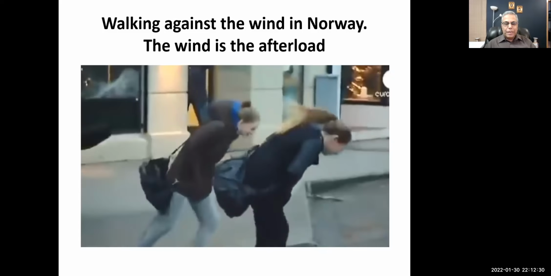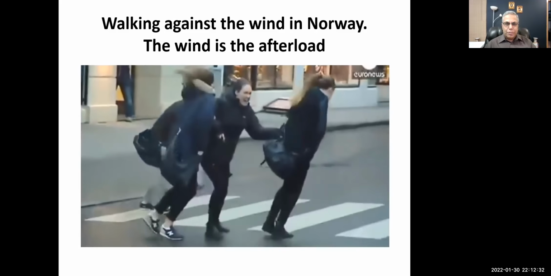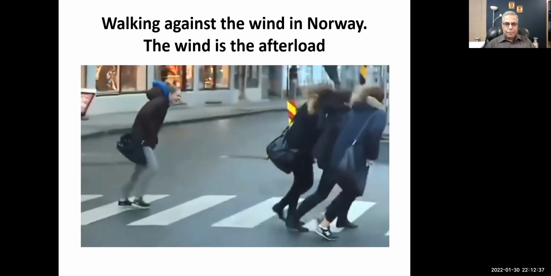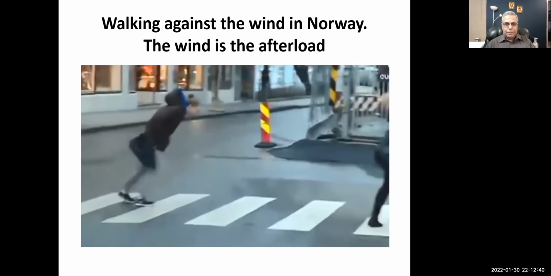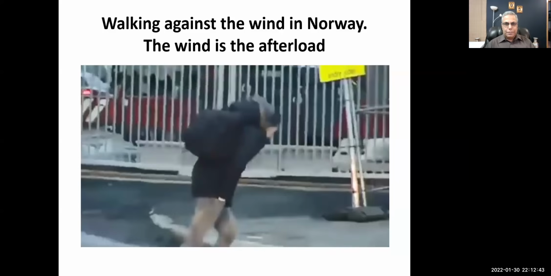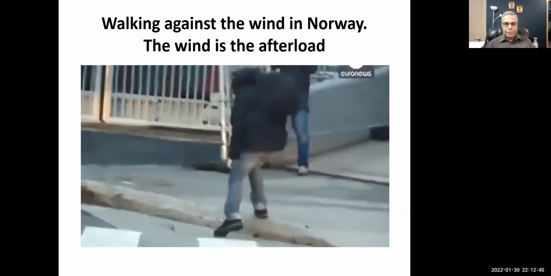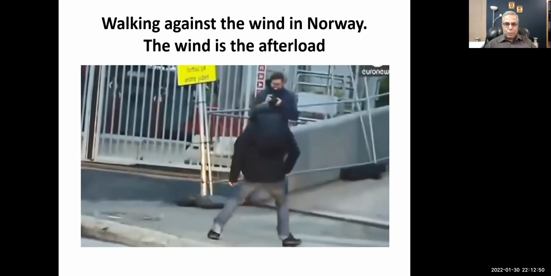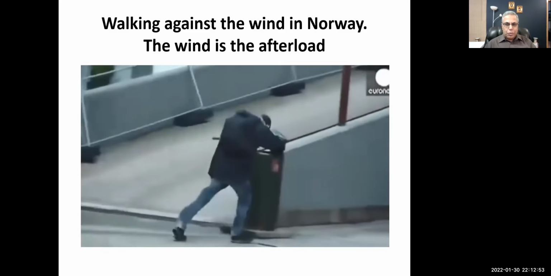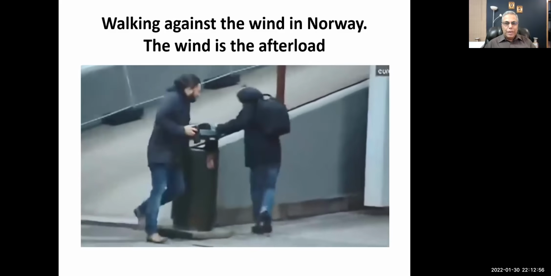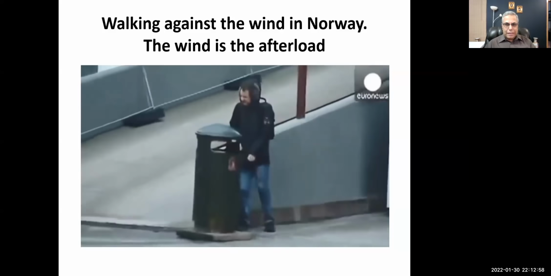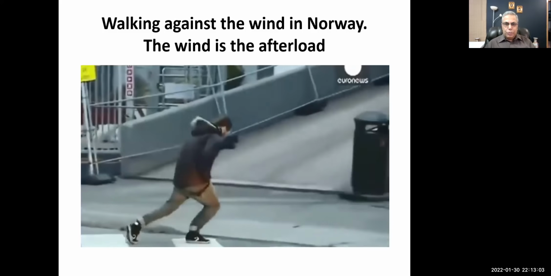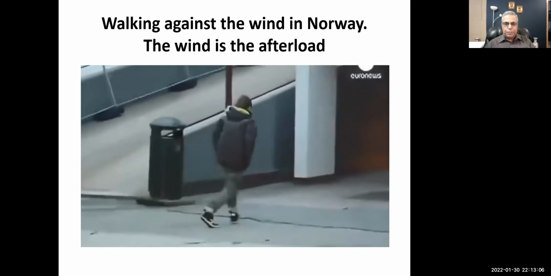Now, the stronger people can overcome the afterload, but the weaker people cannot. And sometimes when the heart is too weak and it cannot overcome the afterload, we need to help the heart, okay? And you will see that there will be an old man. He will be helped by people to walk against the wind, all right?